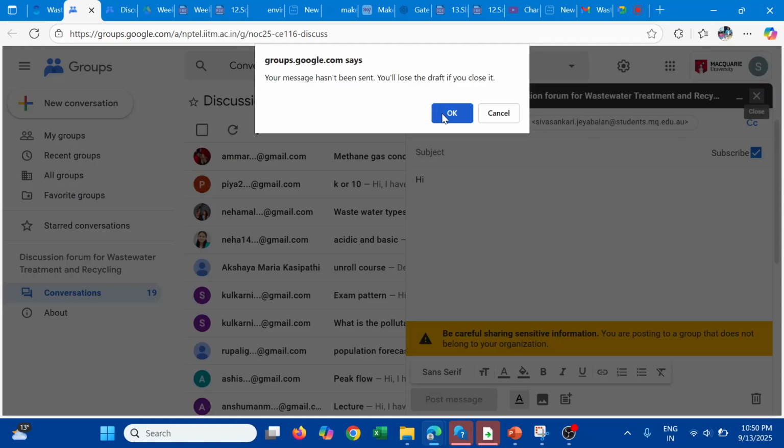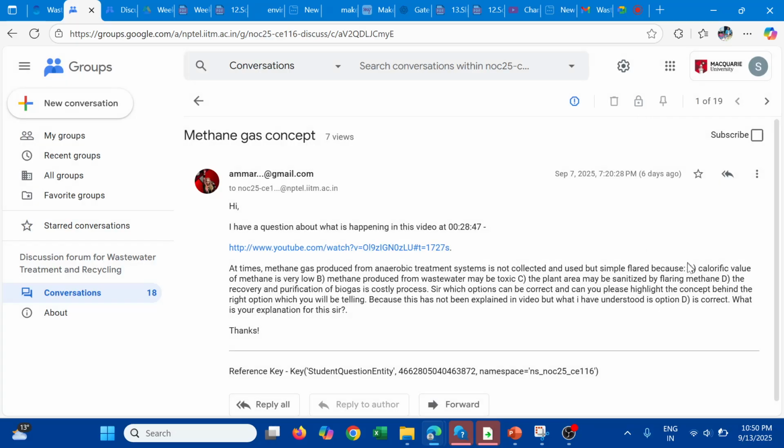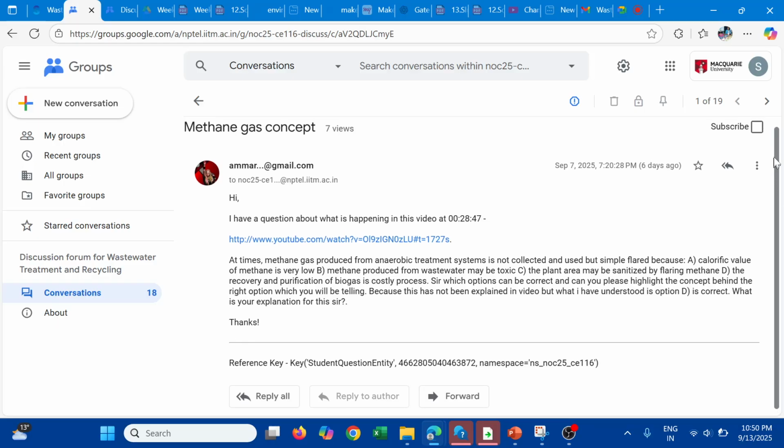Or it will be in my mail ID. I don't know. Anyway, I don't think you will get a mail, because here different mail IDs are reflected. I don't know how they have done it. I'm not sure how that works.